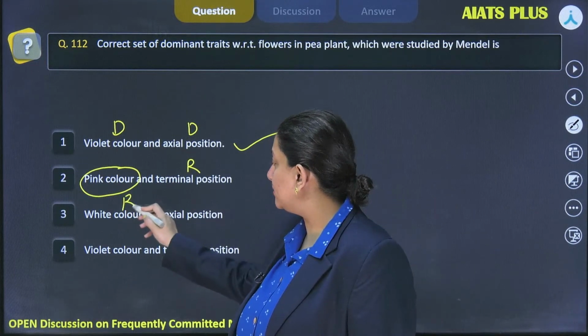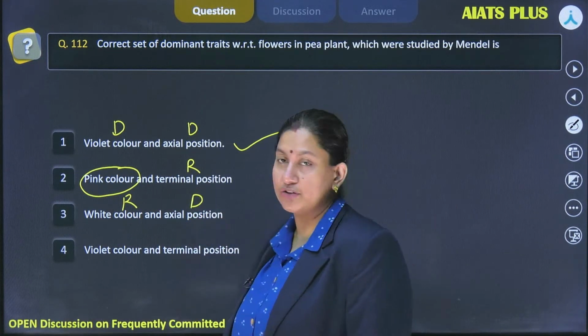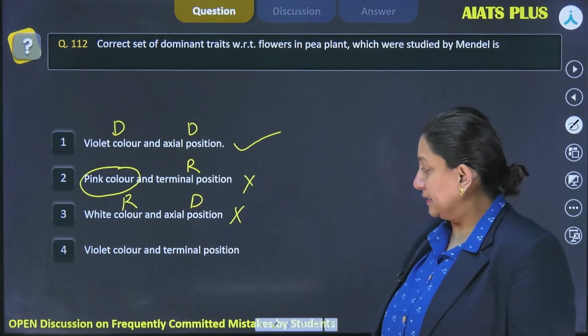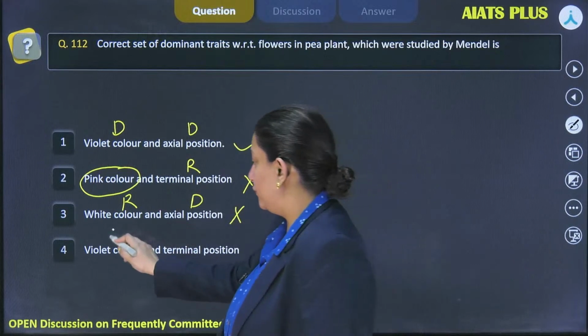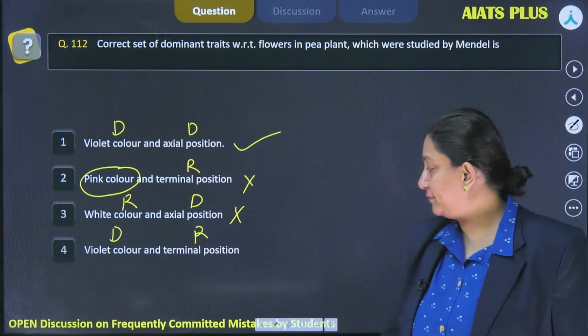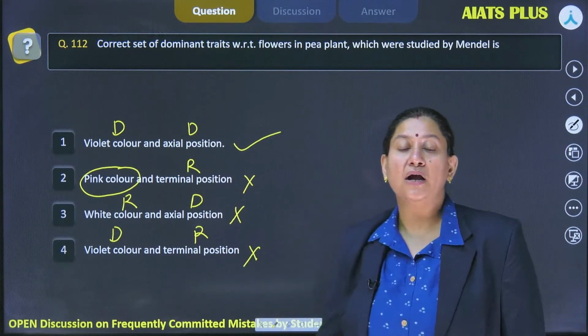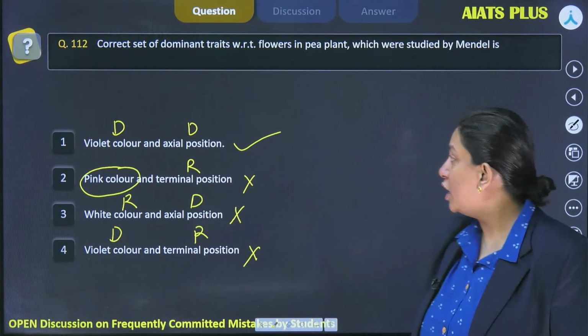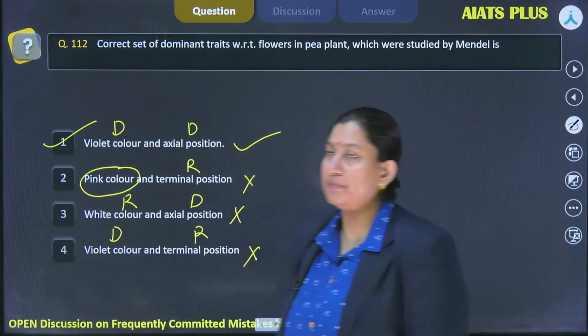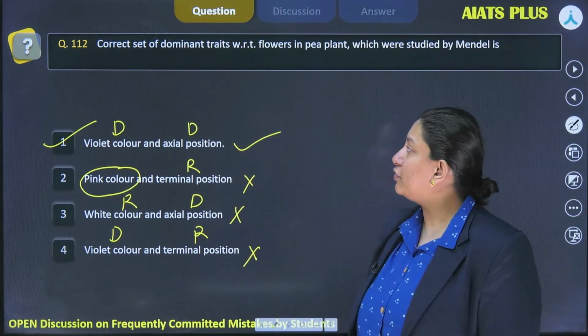Then we talk about white color in axial position. White color is recessive, axial position is dominant, so both of them are not dominant, so this is also incorrect. Then violet color in terminal position, over here violet color is dominant, but terminal position is recessive. That is the reason we can again rule out this particular option. So the correct set of dominant traits is depicted in option number 1, right? So this is how you'll be solving this question.